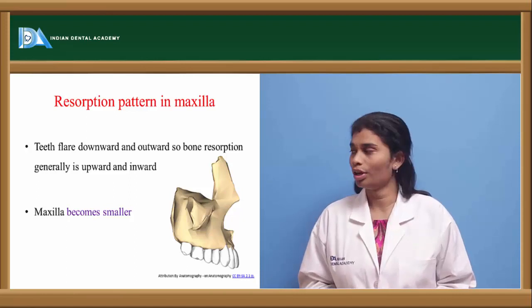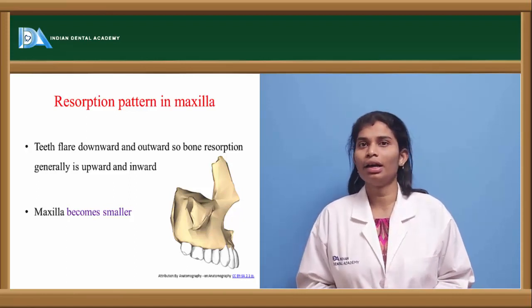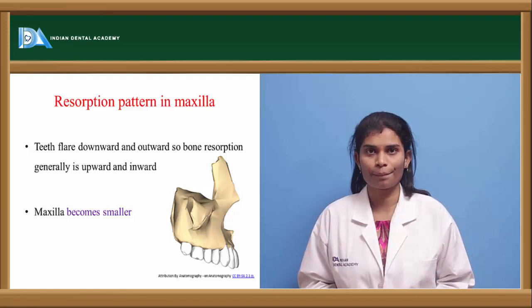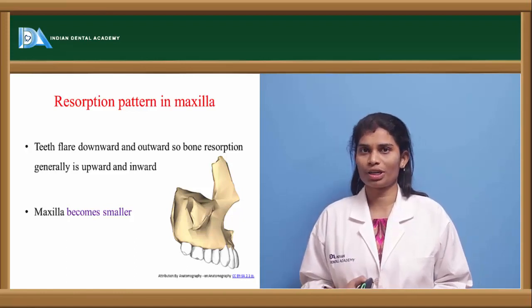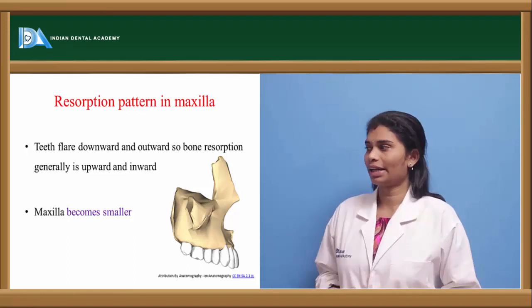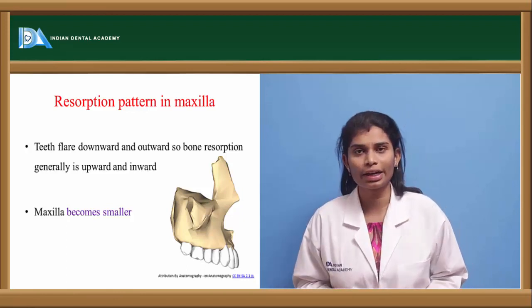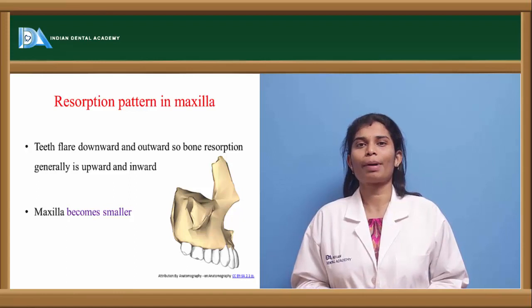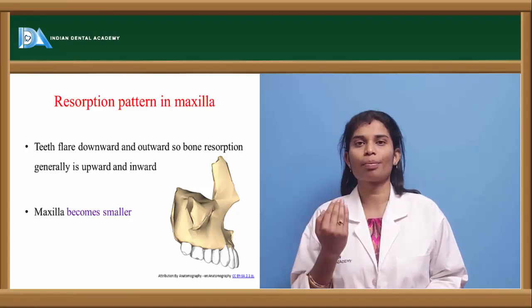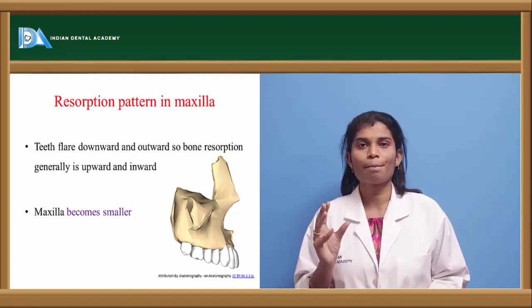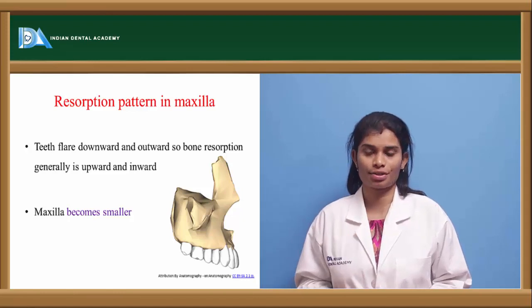in each bone. So how does the resorption pattern happen in maxilla? Coming to the teeth position in maxilla, these maxillary teeth flare downward and outward. So bone resorption generally occurs in upward and backward direction. As bone is resorbing in upward and backward direction, maxilla gets smaller in size.